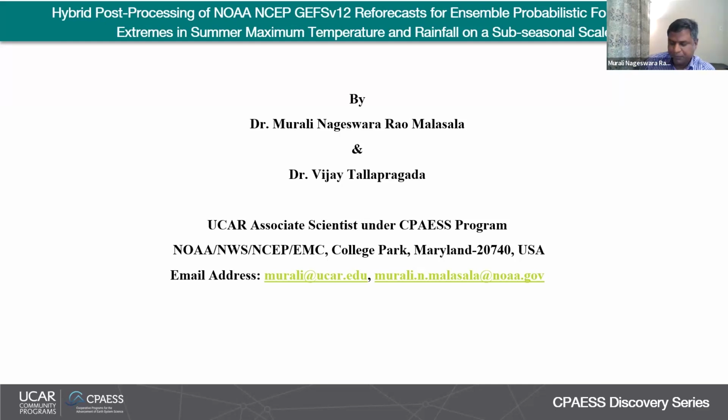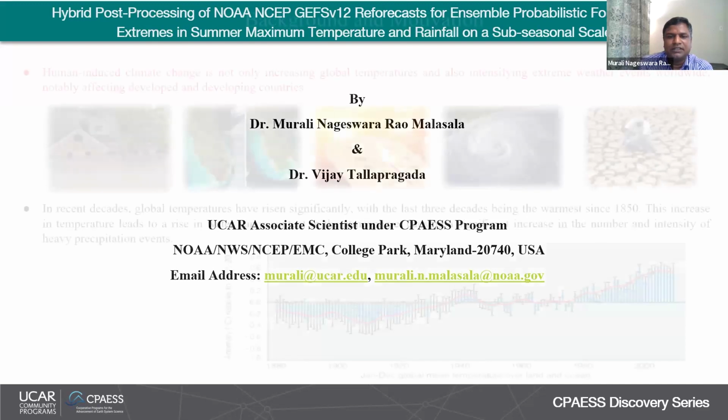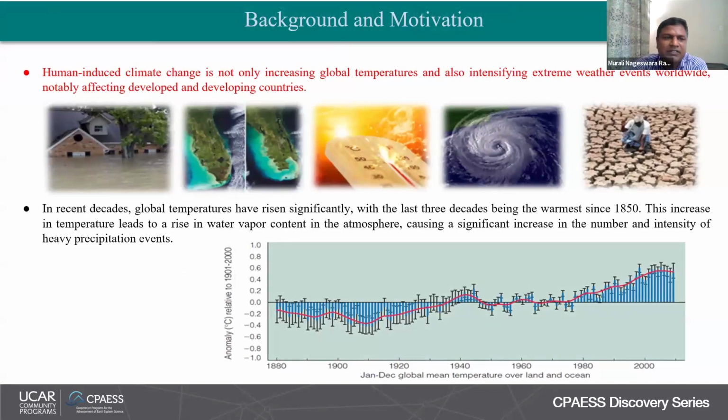And the main motivation of this study is that everybody knows human-induced climate change is not only increasing the global average temperature, but also intensifying extreme weather events like heat waves, cold waves, and cyclone intensity worldwide, notably affecting many areas, particularly developed and developing countries. In recent decades, the global average temperature has risen significantly, particularly in the last 3 decades. Compared with 1850, there is an abnormal increase in temperature in these 3 decades.